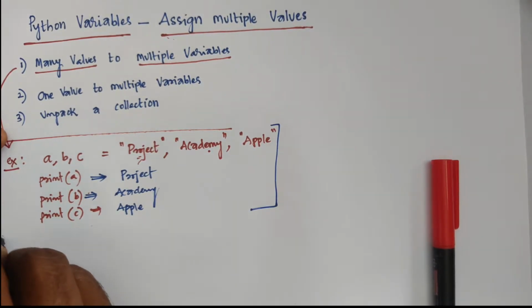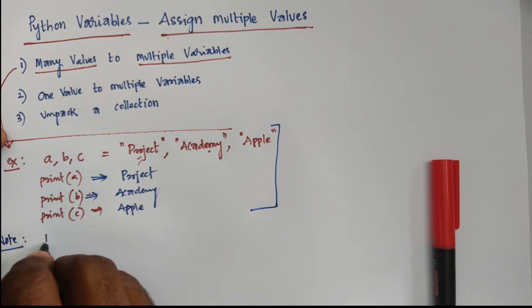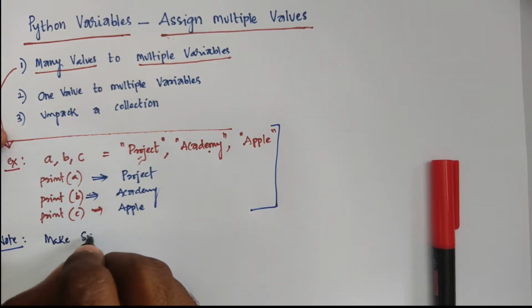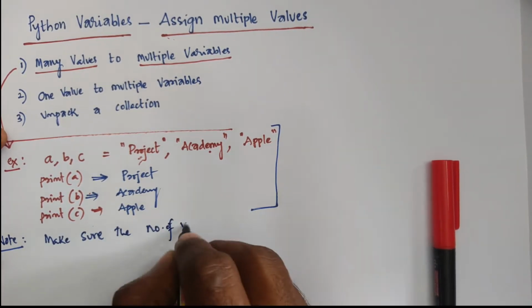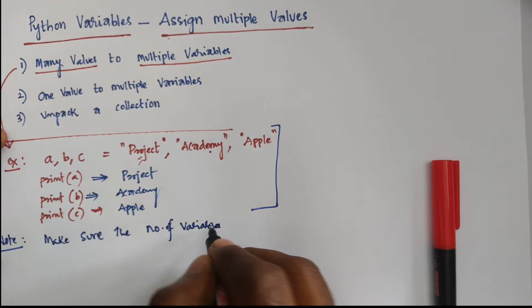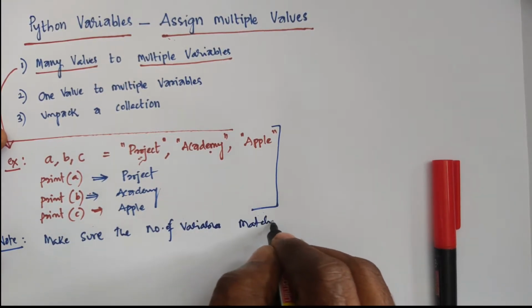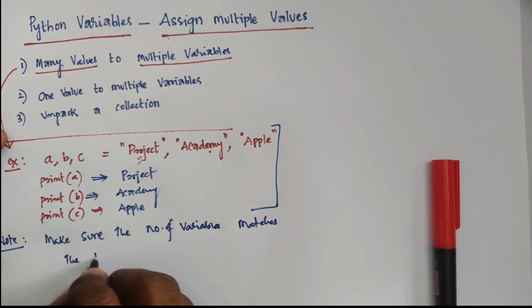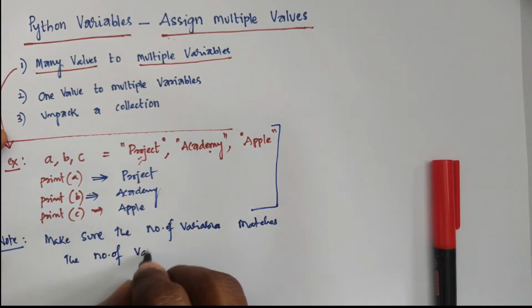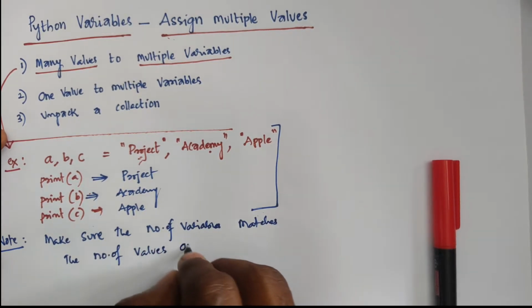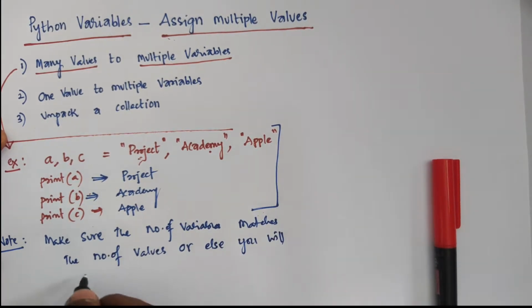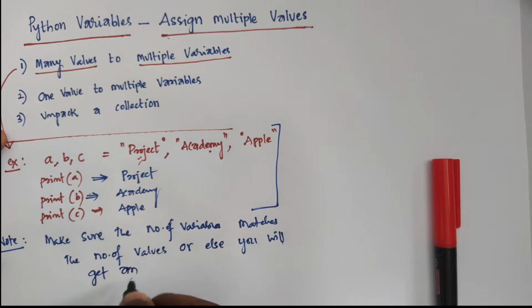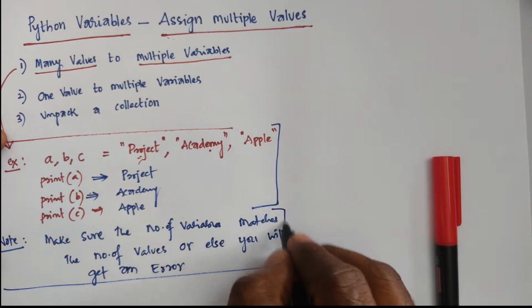So, the main important point is to make sure the number of variables matches the number of values, or else you will get an error. That is a very important point for the first example.